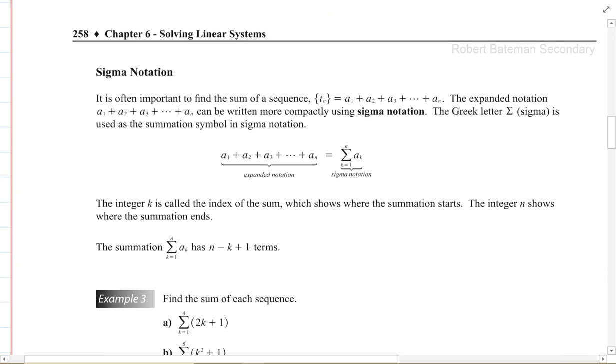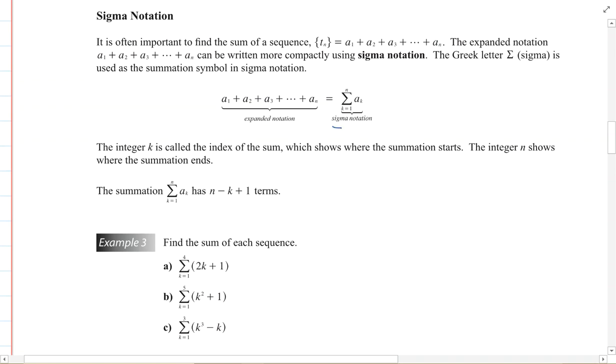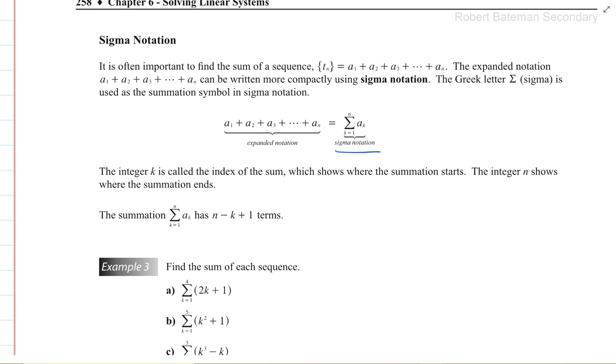Next, moving on, sigma notation. So sigma notation right here, it's just rewriting this into a simple, compact way. Going on about sigma notation, what you're doing is just finding the sum of all the terms. Often it's important to find the sum of the sequence. So the expanded notation is here. To do that in a short form, what you use is your sigma notation. So there you go. Something new, you've never seen that before. It's like a capital letter E almost.